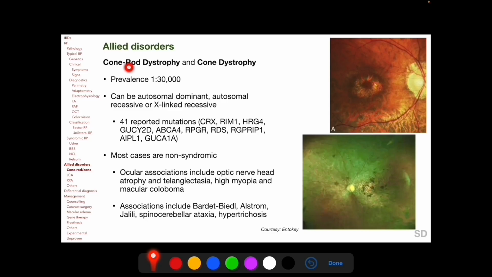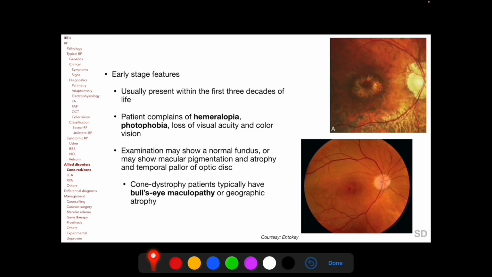Most cases of cone rod and cone dystrophy are non-syndromic, with the cone rod or cone dystrophy being the only manifestation of the disease, but ocular and systemic associations of cone rod and cone dystrophy have also been described. Cone rod or cone dystrophy usually presents within the first 3 decades of life, and since the cone photoreceptors are primarily involved, these patients complain of hemeralopia, photophobia, loss of visual acuity, and loss of colored vision.